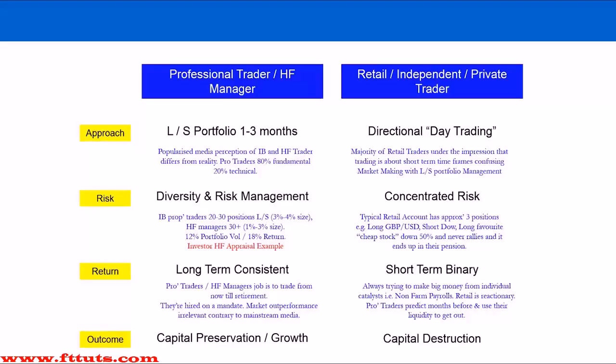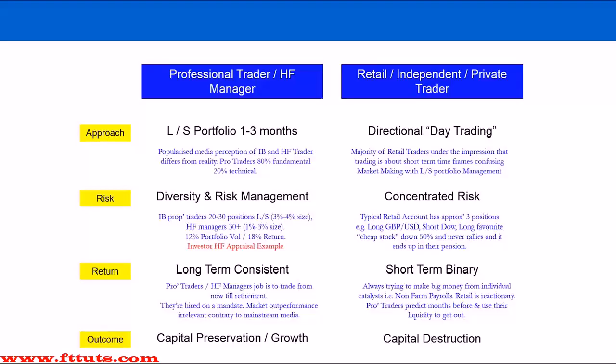So retail traders, because they think this is the approach that they take, try to go into Forex markets and buy and sell things all day long, trying to make small amounts of money. Whereas the actual real professional trading approach is buying and selling currencies over much larger timeframes and having a long short approach and portfolio management, so having multiple positions. And this brings us on to the next stage, which is diversity and risk management.